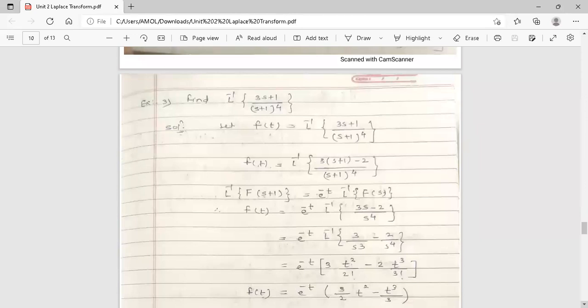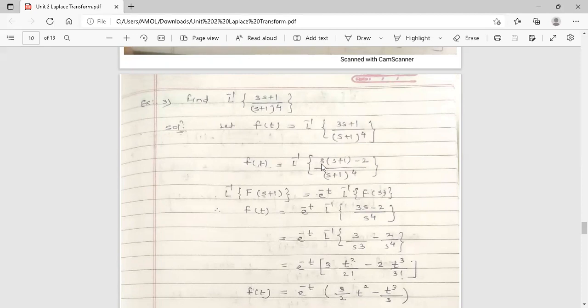Now the third example is here. Find the inverse Laplace transform of (3s plus 1) upon (s plus 1) whole to the power 4. It is equal to the function of t. Now the denominator term is in the form of s plus 1, so we can rearrange the numerator term also in the form of s plus 1. We can write the term 3s plus 1 as 3 into bracket s plus 1.